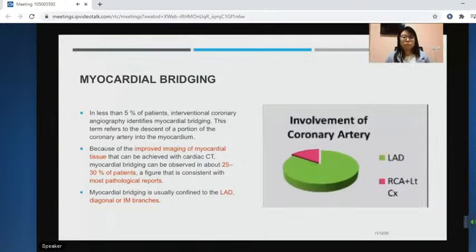We always hear about myocardial bridging. In the past, less than 5% of people were diagnosed because you cannot see it so well in coronary angiography. But as imaging improves, a lot of people come for CT scans, and we found that 25 to 30% of patients who report chest pain have it because of myocardial bridging. And myocardial bridging most of the time appears in the LAD and very rarely in the RCA or LCX.